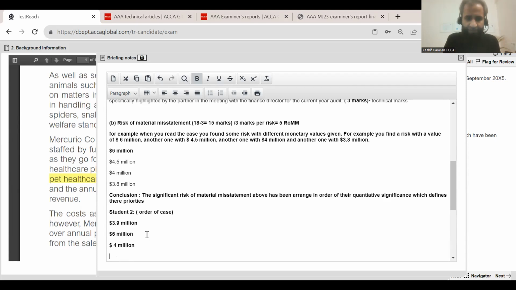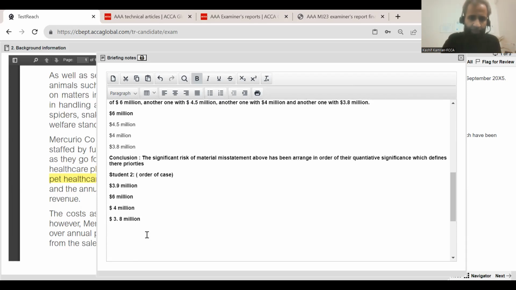So in whichever order he was getting the risk, he was just writing it down. He was not worried about arranging them from highest to lowest order. Now, all are significant because all are exceeding the threshold of materiality, no doubt about that.